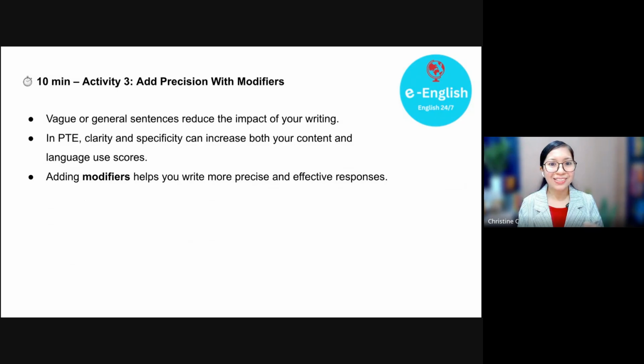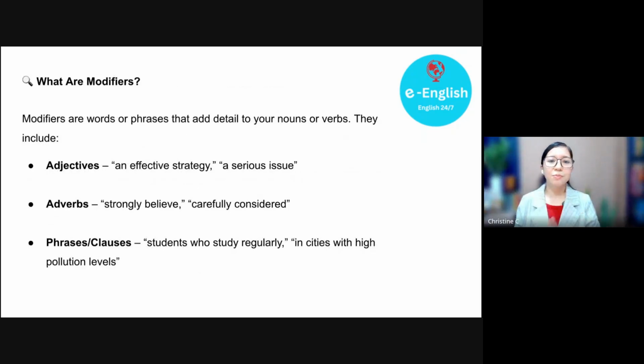One way to do this is to add modifiers to expand your sentences further, and it can help write with more precise and effective responses. What are the modifiers that we can use? So below you can see 3 examples. Adjectives. Adjectives are a very useful tool to describe a noun. Instead of saying a strategy or an issue, you can expand that further by describing what kind of strategy. It's an effective strategy. It's a serious issue.